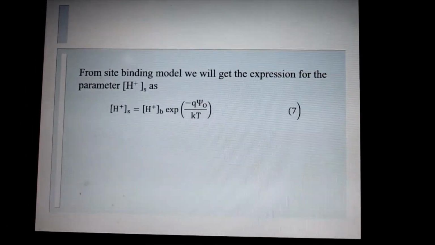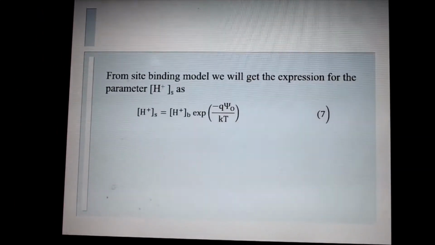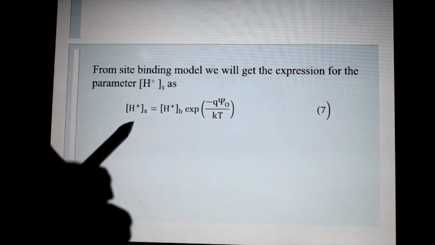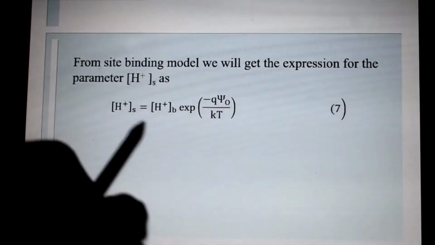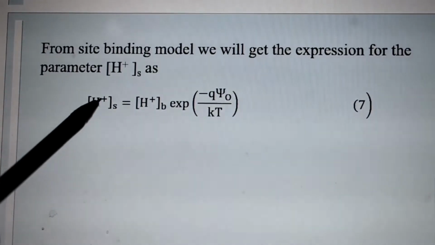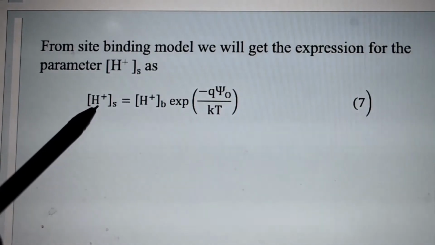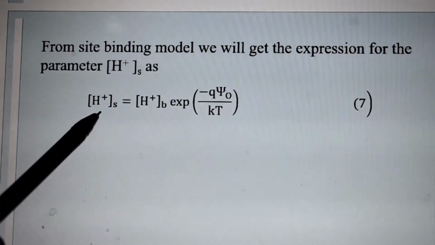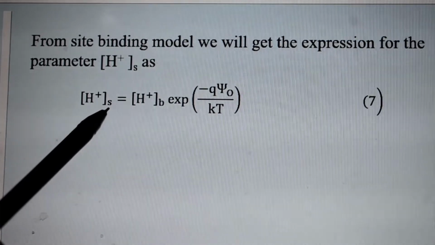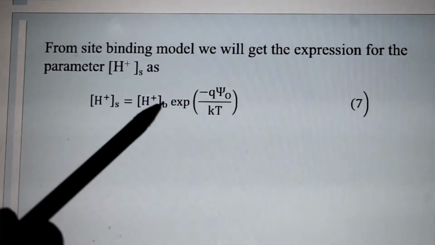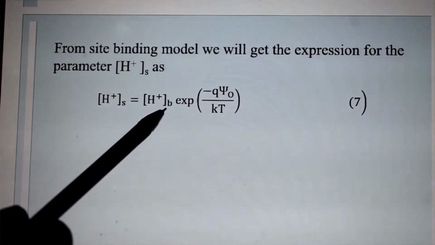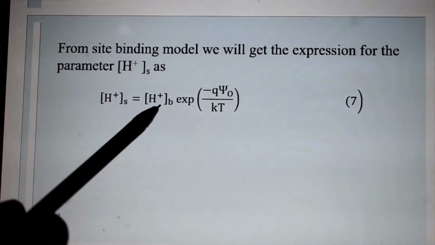From this site binding model, we get the expression for the parameter H+_S as this expression, which we have also discussed earlier, denoted by equation 7. Here H+_S is the hydrogen ion concentration near the insulating surface, represented by S. Here this is the hydrogen ion concentration in the electrolyte solution of which pH is to be determined.